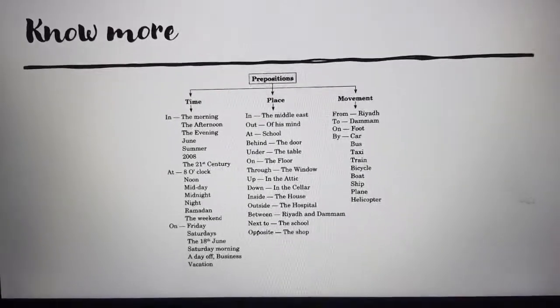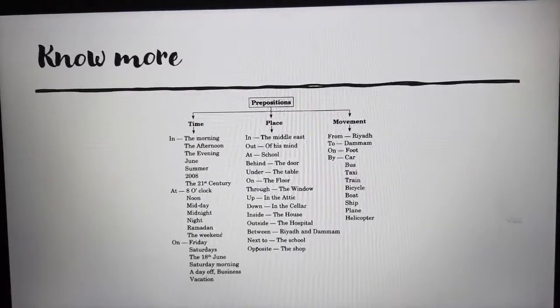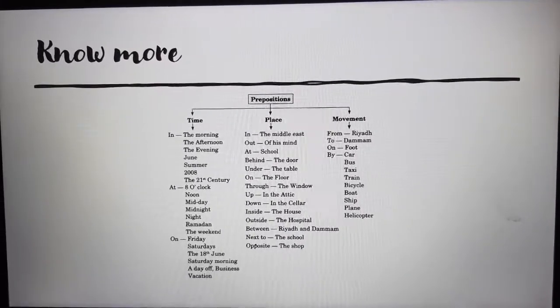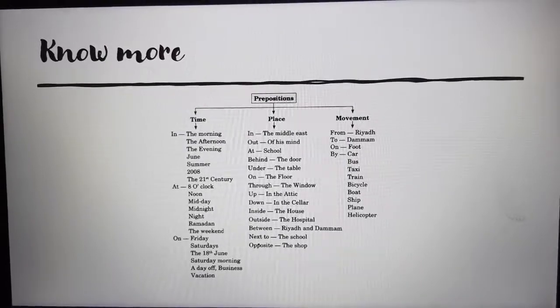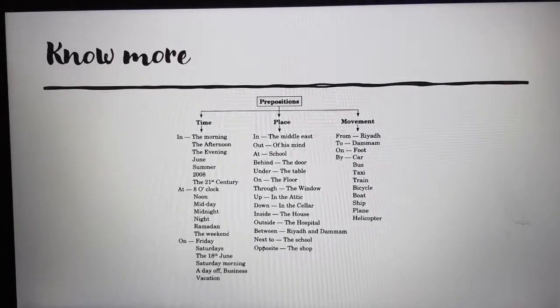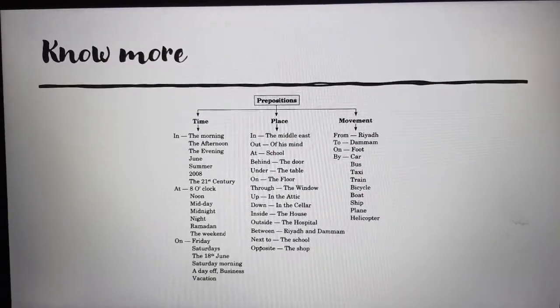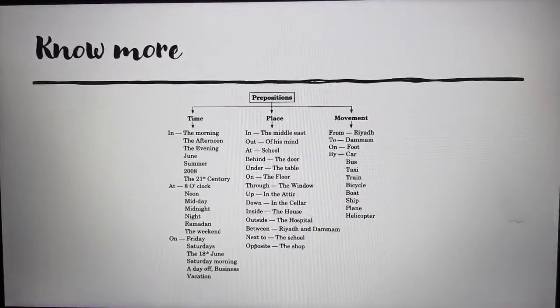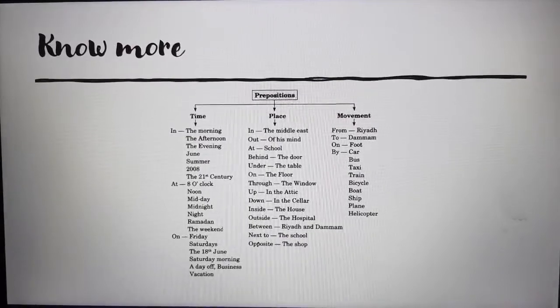Understand preposition of time, preposition of place, and preposition of movement. So in, at, and on are prepositions of time. In, out, at, behind, under, on, through, up, down, inside, outside, between, next to, opposite. Okay, they are the preposition of place and movement, from, to, on, by. So you can see that here.